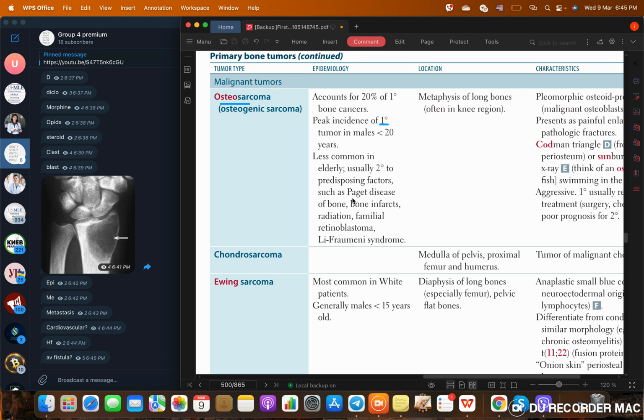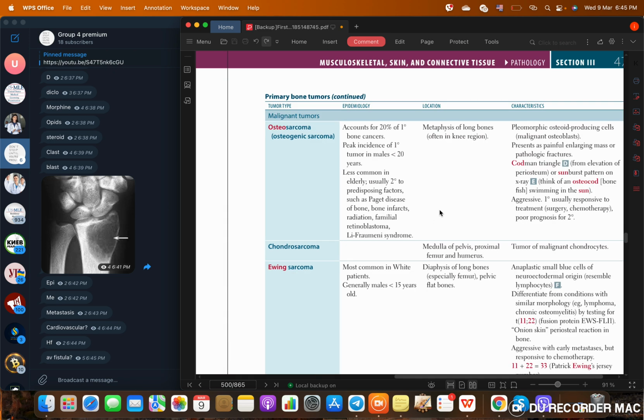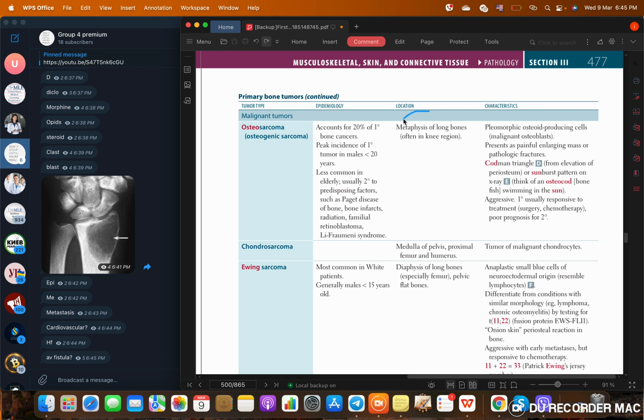Correct. So the next thing they say: peak incidence of primary tumors in males less than 20, less common in the elderly, usually secondary to a predisposing factor in the elderly, like Paget disease of the bone, bone infarction, radiation, familial retinoblastoma. Remember the retinoblastoma gene. The R stands for retinoblastoma, the B for bone tumor. Which one? Osteosarcoma. And Li-Fraumeni syndrome, p53 deficiency.